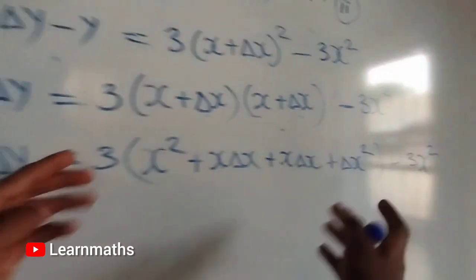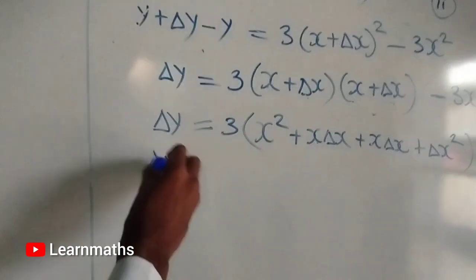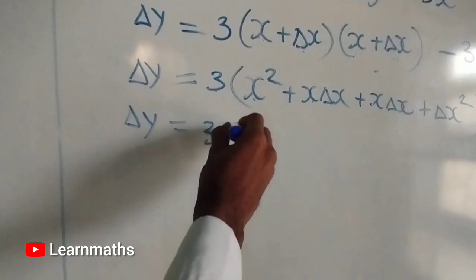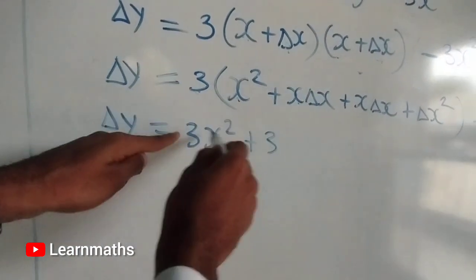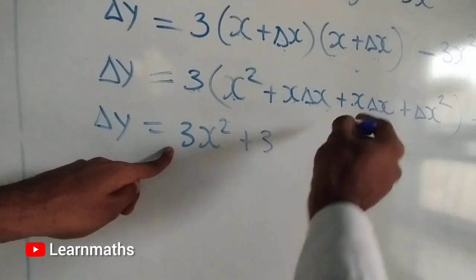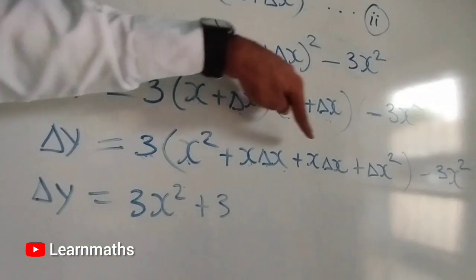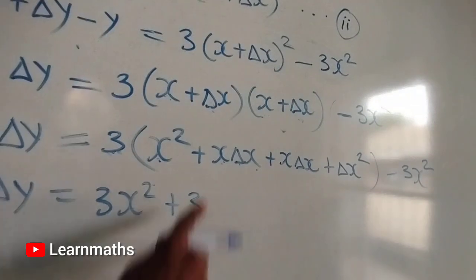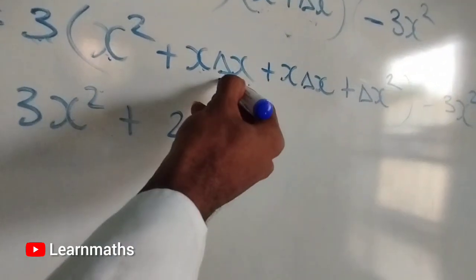Now we have a bigger bracket open with this 3, right? So change in y is going to be equal to 3 times x squared, that's 3x squared, then 3 times x change in x. Okay, before we go to that, can you see that we have x change in x and we have another x change in x? In total, how many change in x do we have? 2, right? So we're going to have 2x change in x here because we have 1 here, 1 here.